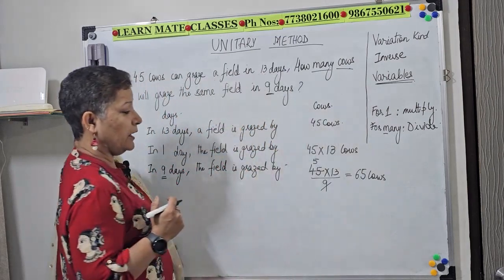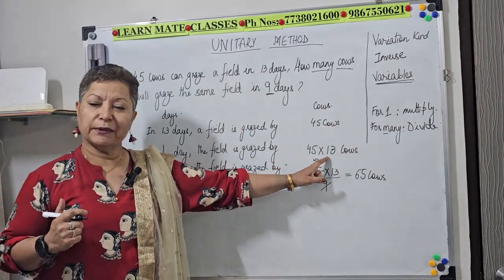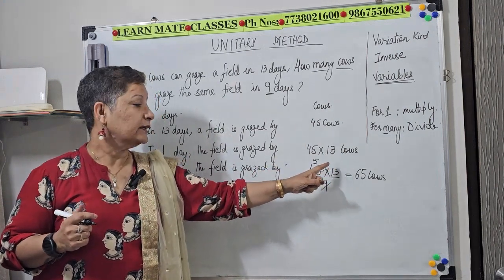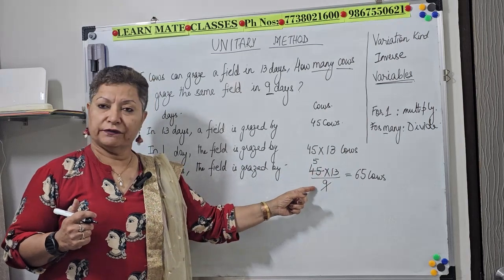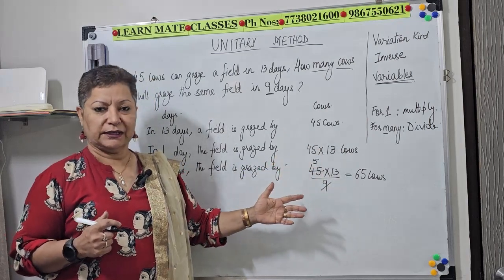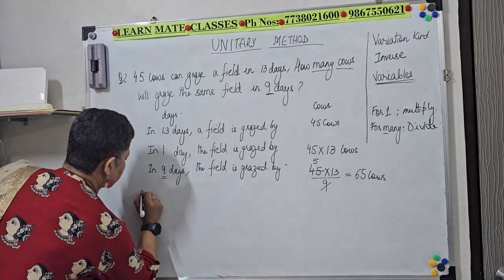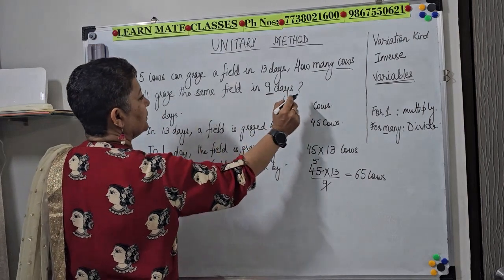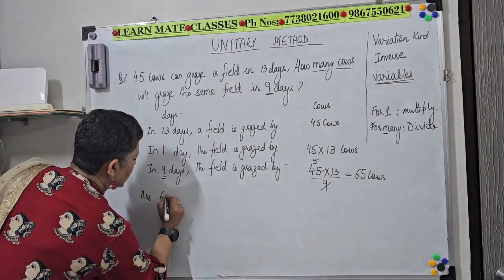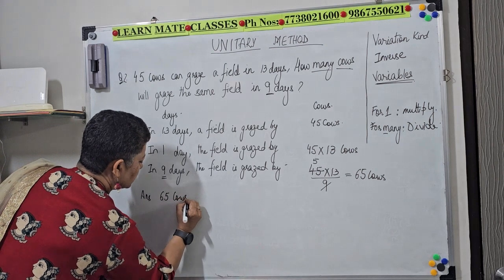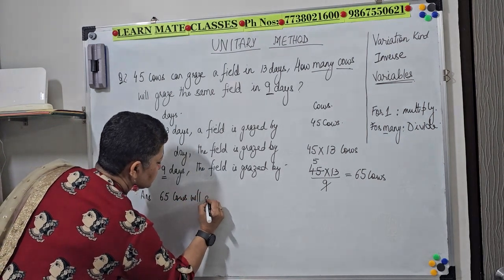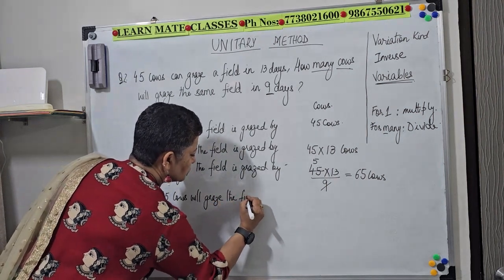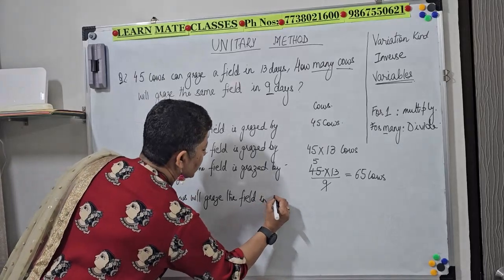So did you understand how easy it becomes had I not multiplied and then divided? On the other hand, if I had found out the product, it would have become a larger number and so more difficult to divide. Here this was very, very easy. So now my answer statement becomes: how many cows will graze the same field? So I'll write 65 cows will graze the field in 9 days.